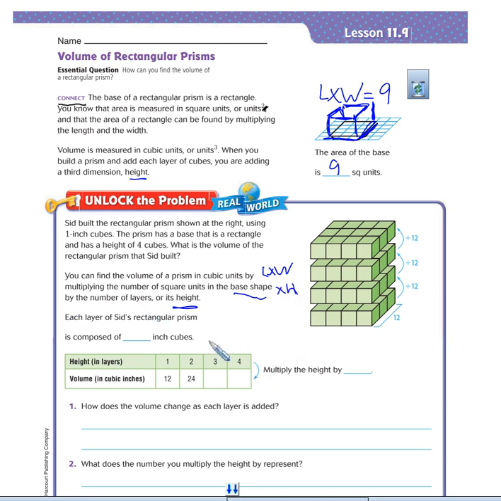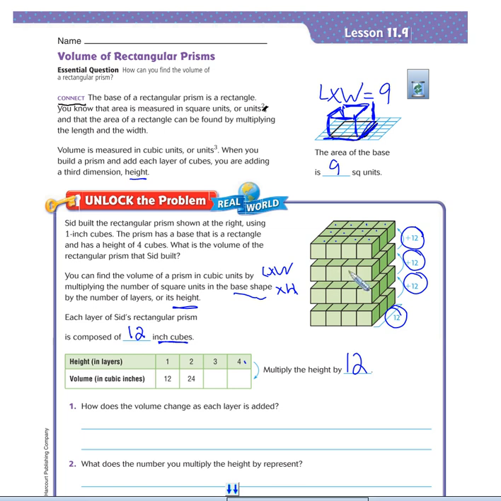Each layer of Sid's rectangular prism is composed of blank inch cubes. So each layer has 1, 2, 3, 4, 5, 6, 7, 8, 9, 10, 11, 12 inch cubes. Now we're going to multiply by the height, because how many layers are there? 1, 2, 3, 4. We're going to take the height, which is 4, and multiply that by 12. So I'm going to skip count by 12.